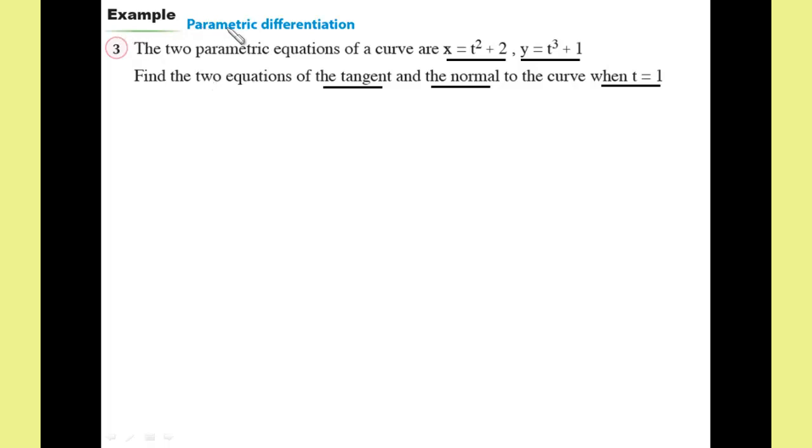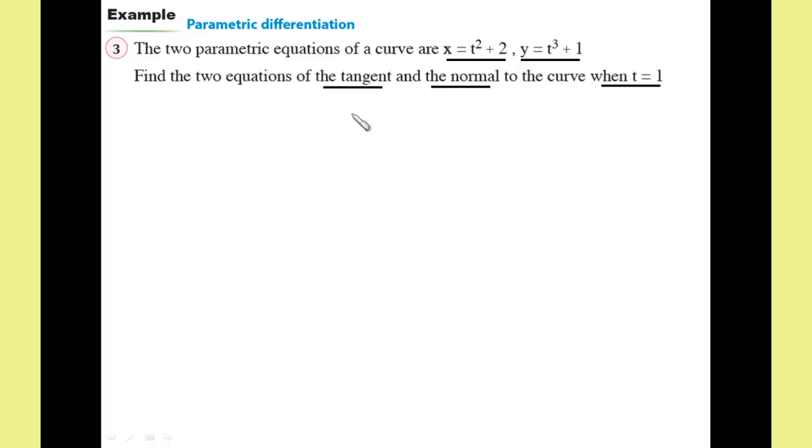In this example, we will use parametric differentiation. The two parametric equations of a curve are x equals t squared plus 2 and y equals t to the power 3 plus 1. Find the equations of the tangent and the normal to the curve when t equals 1. It is the same steps. We need to find the point on the curve, and we need to find the slope of each of the tangent and the normal.